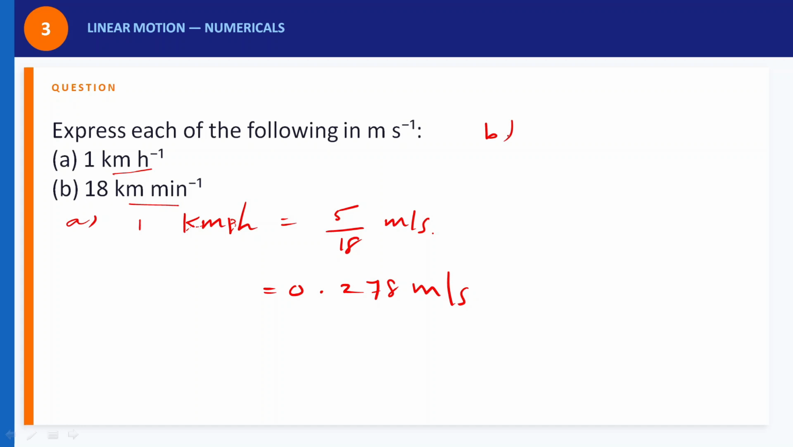And B, it is kilometer per minute. Then V equal to 18 kilometer, that is 1000 meter, by minute, 60 seconds. Zeros get cancelled. 6 ones are 6, 6 threes are 18. Then V equal to 3 into 100, 300 meter per second.